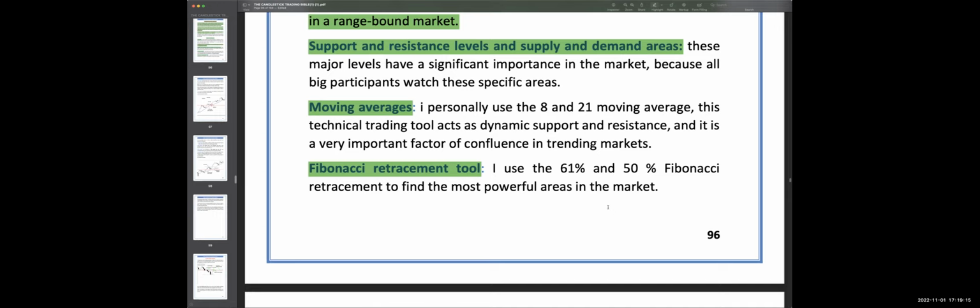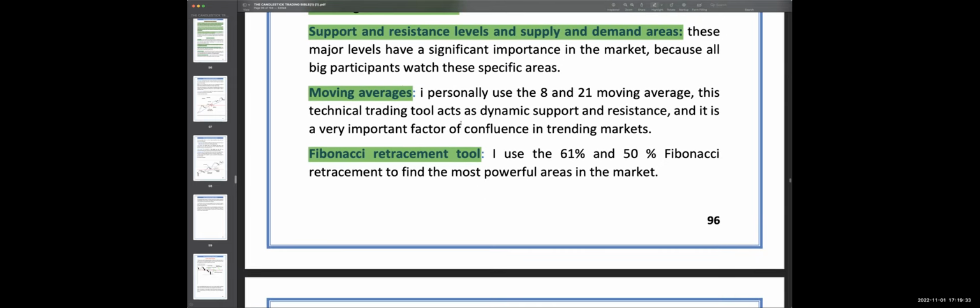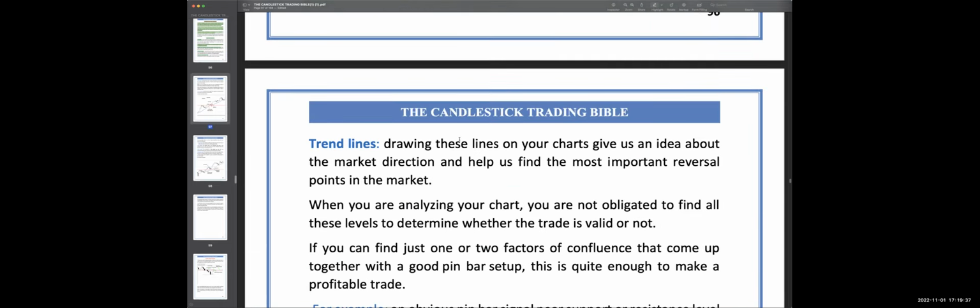Okay. And it's also not a must to use the Fib. It's not like without the Fib, you won't be profitable. Already, we've noticed that in all the examples we're looking at, it's mainly once you know your trend, support and resistance, you're good. Moving average is an added advantage. And Fib retracement too is also an added advantage. All right, so let's get into it.